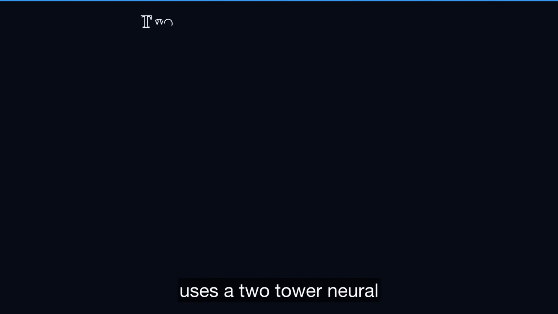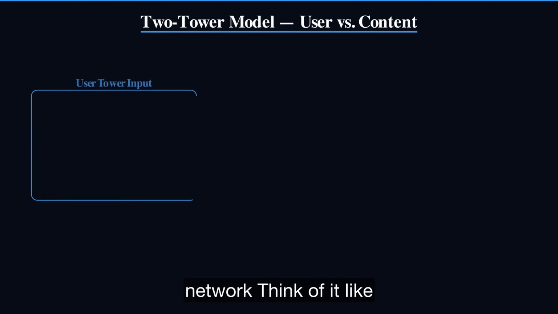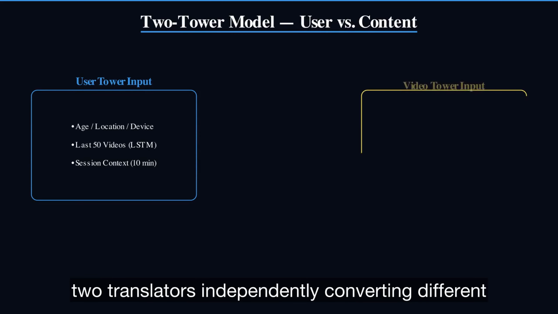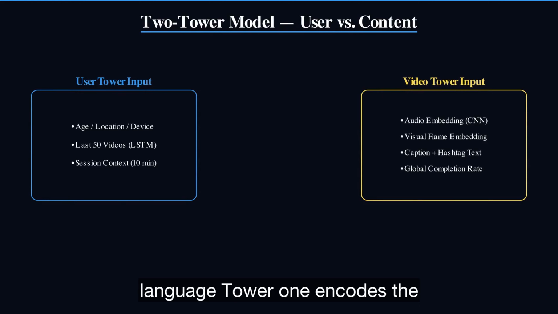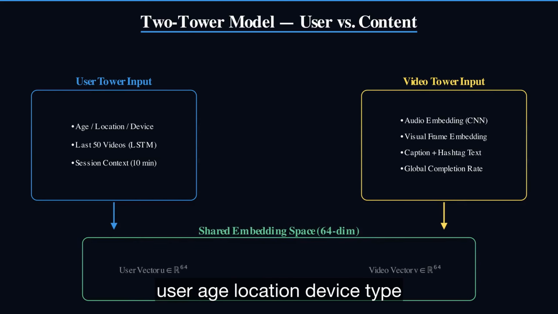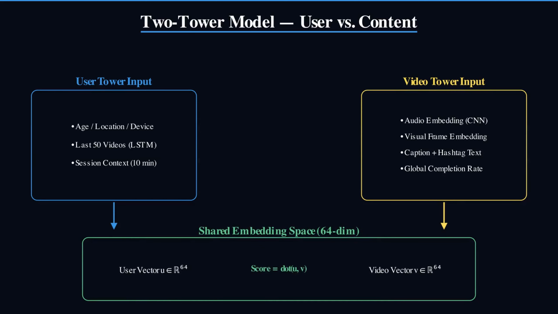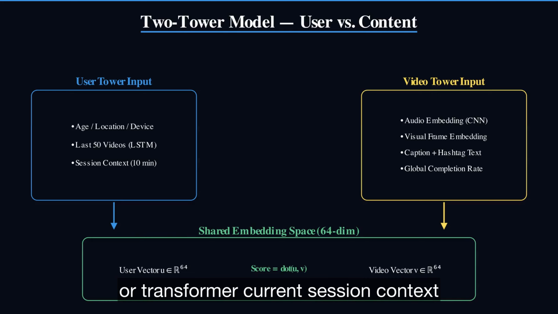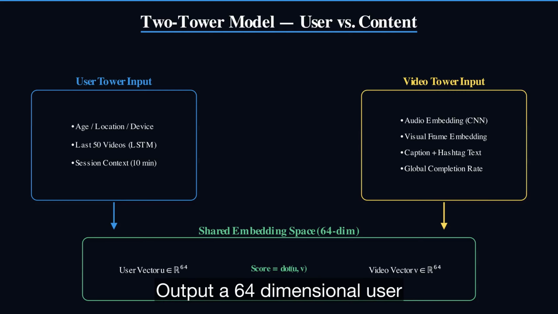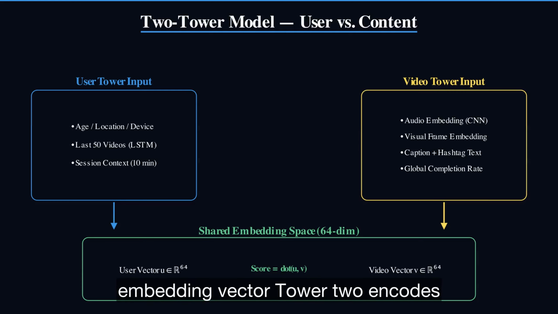The retrieval stage uses a 2-tower neural network. Think of it like 2 translators independently converting different languages into the same shared language. Tower 1 encodes the user, age, location, device type, last 50 videos watched as a sequence through an LSTM or transformer, current session context. Output, a 64-dimensional user embedding vector.